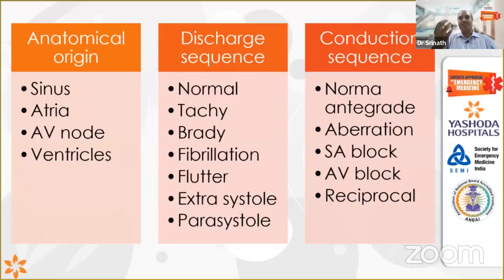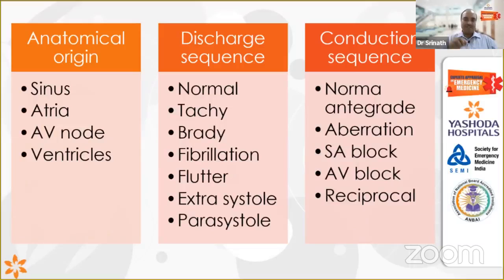Then extrasystole means that before the next P wave or the next QRS complex, you can sometimes see early systolic complexes, that is, a QRS complex in between two RR intervals. That means there is an extrasystole or parasystole. This is what you have to keep in mind about the discharge sequences.